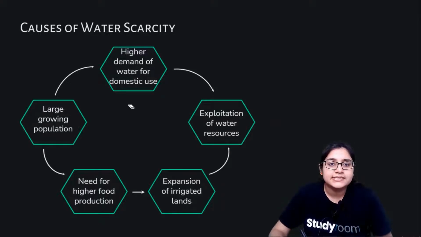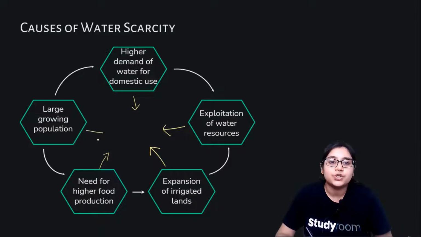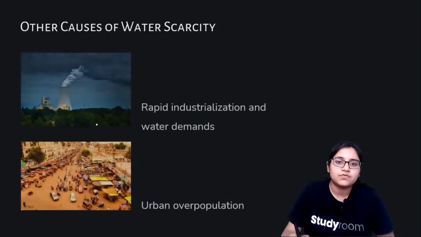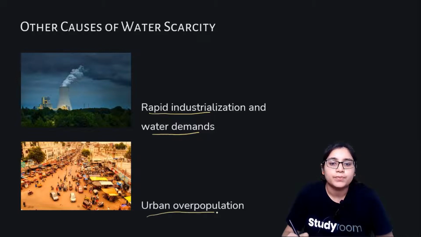Water scarcity is due to higher demand of water for domestic use, exploitation of water resources, expansion of irrigated lands, need for higher food production, and a large growing population. Other causes of water scarcity are rapid industrialization and water demands, and urban overpopulation.